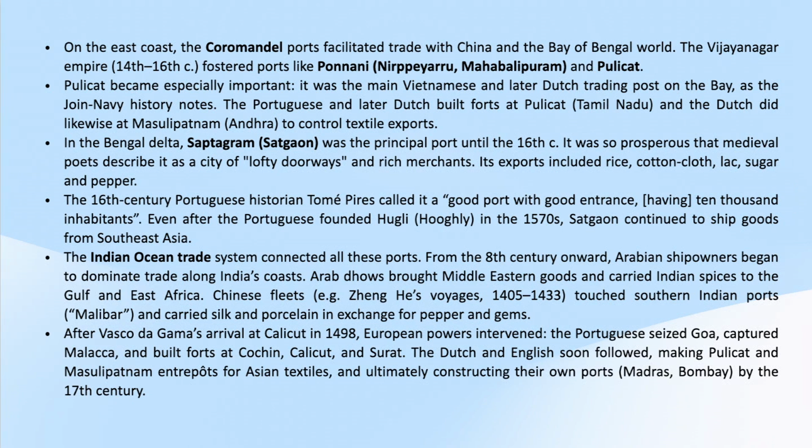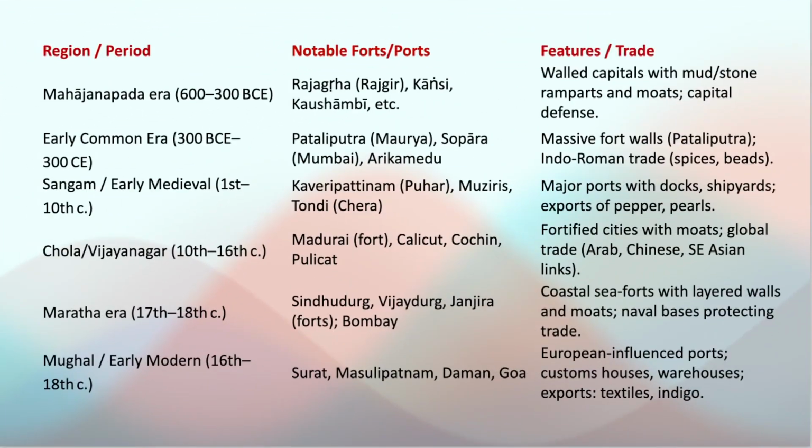So the Portuguese seized Goa, captured Malacca, and built forts at Cochin, Calicut, and Surat. So this table gives you an understanding about the various regions: the Mahajanapadas, the early Common Era, Sangam Era, Chola, Vijayanagar time, Maratha, followed by the Mughal early modern, and the notable forts during that period, the various features that we see of that particular period fort.